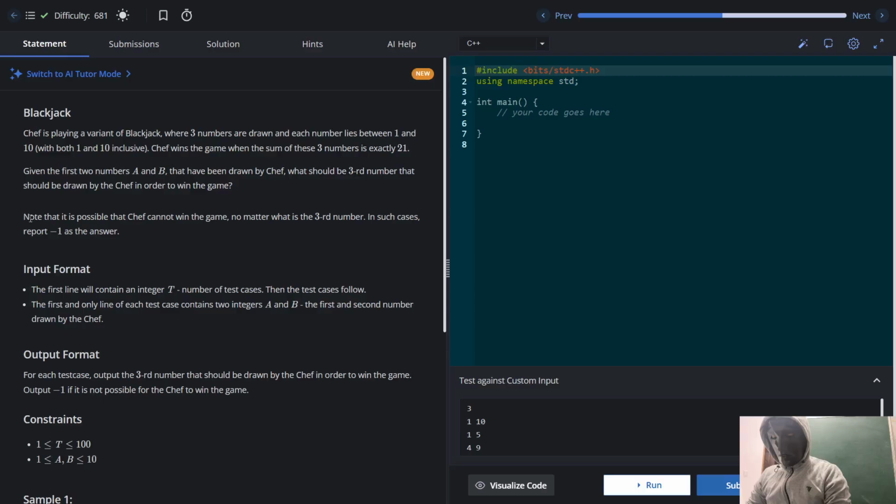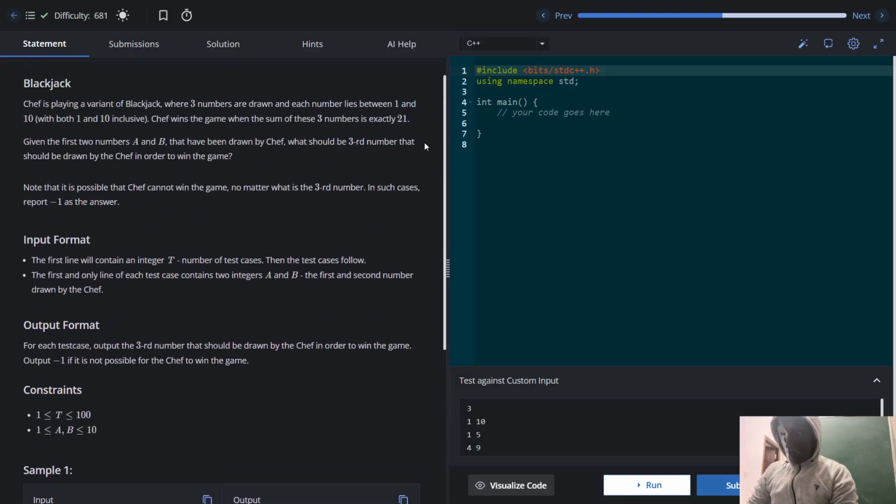Note that it is possible that Chef cannot win the game no matter what the third number is. In such cases, report -1 as the answer. So it's easy only. I'll tell you on the board, don't worry.